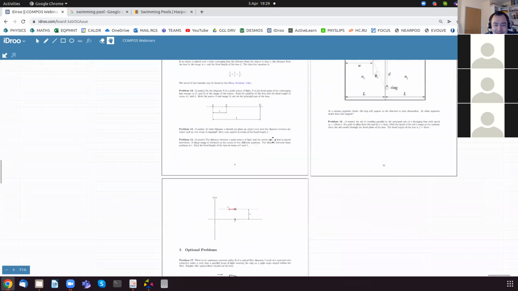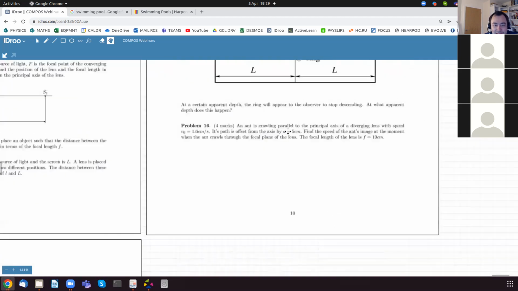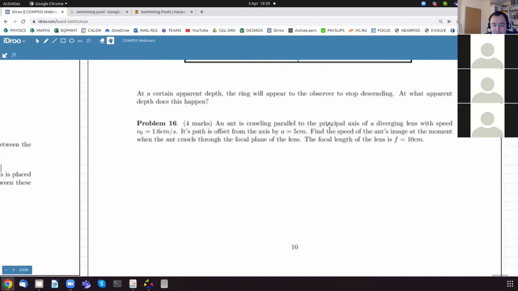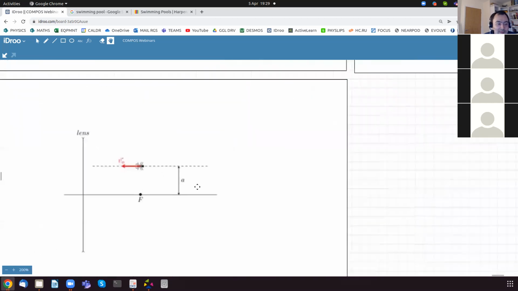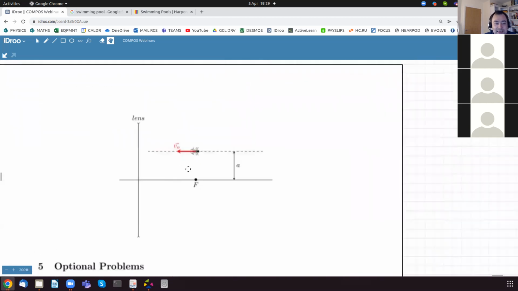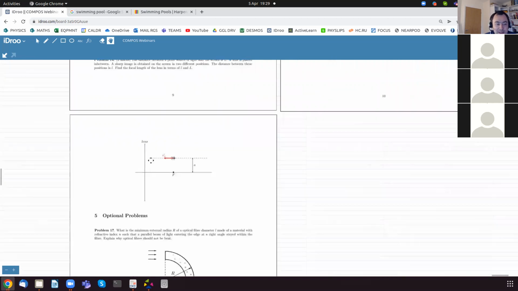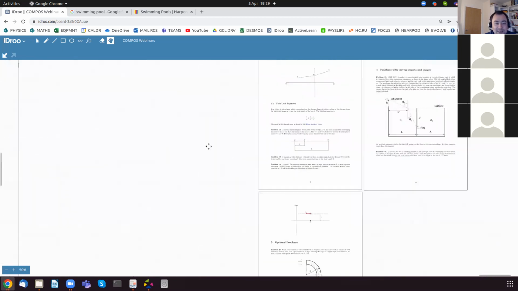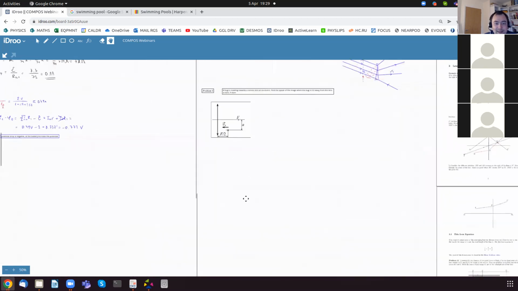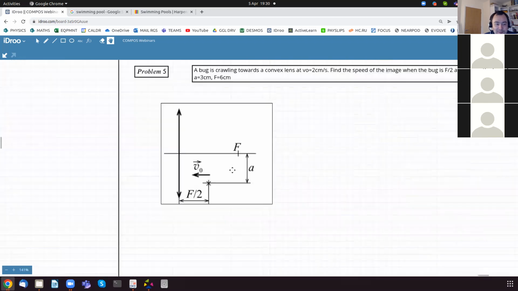So we have an ant crawling parallel to the principal axis of a diverging lens with a speed. Its path is offset. Find the speed of the ant's image at the moment when the ant crawls through the focal plane of the lens. So an ant is crawling towards a lens, and you see the image of that ant, and you need to find the speed of that image. So let's have a look.